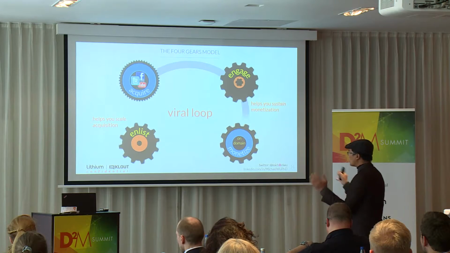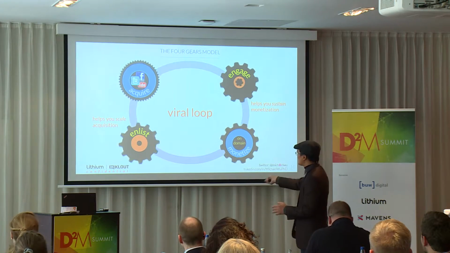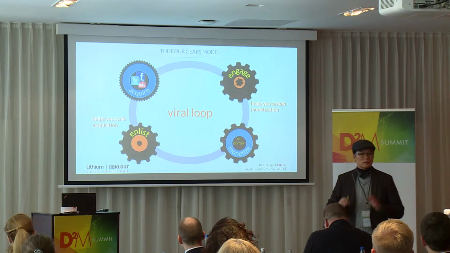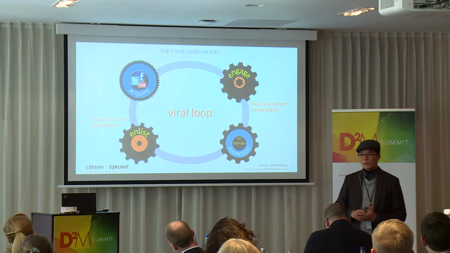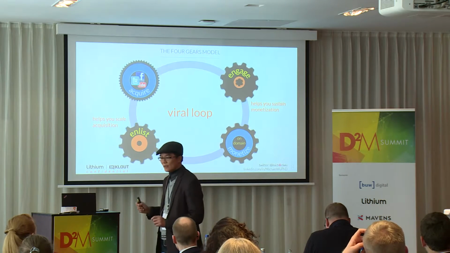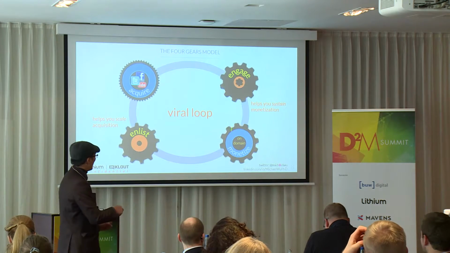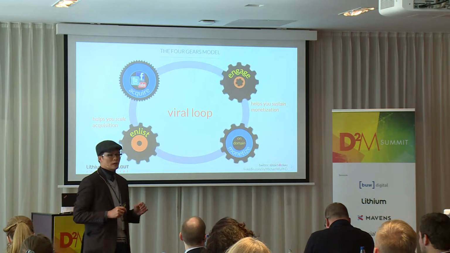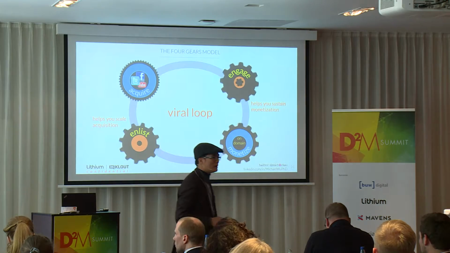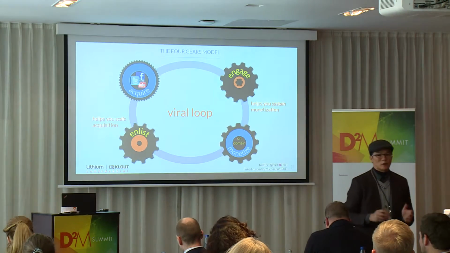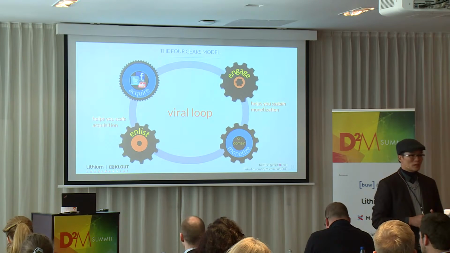Now, when you have all 4 of these gears spinning in sync, basically you create what we call the viral loop. The viral loop is a positive feedback loop that's going to sustain itself, right? Now, there's a caveat to that. The caveat is that you have to get all 4 gears spinning at the same speed, right? If one of the gears slows down or one of them stops, your whole loop cannot go faster than the slowest gear, right? Makes sense, right?